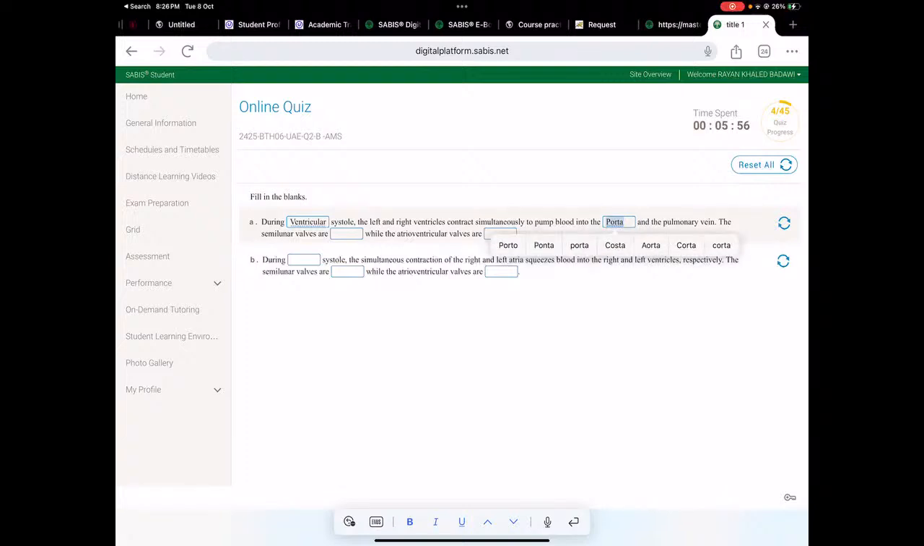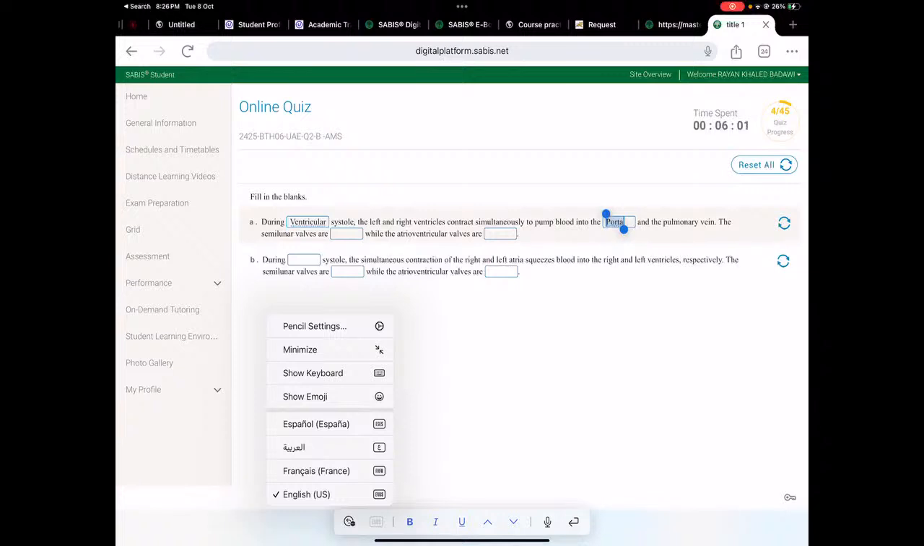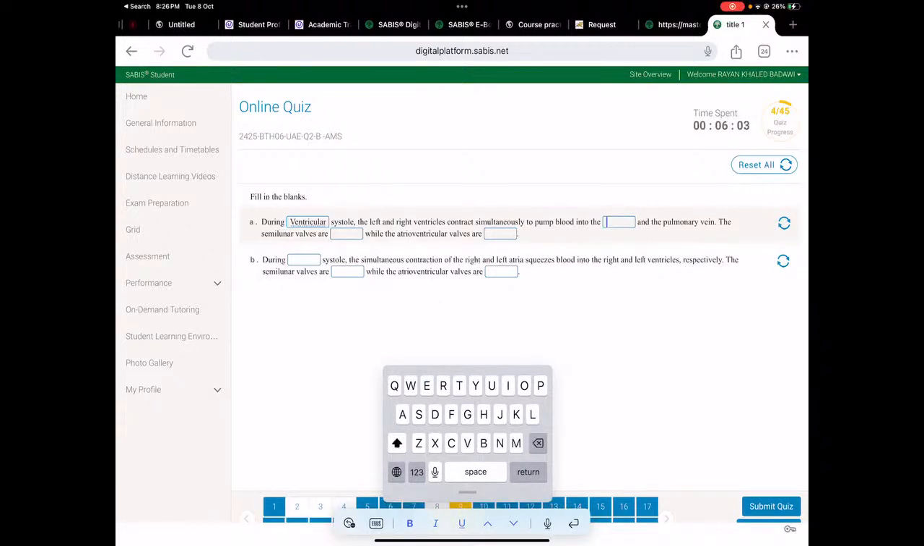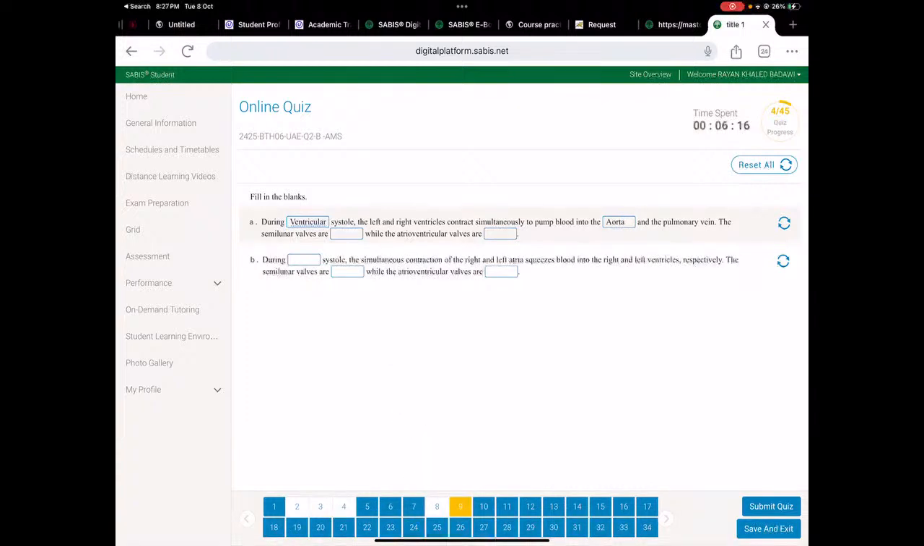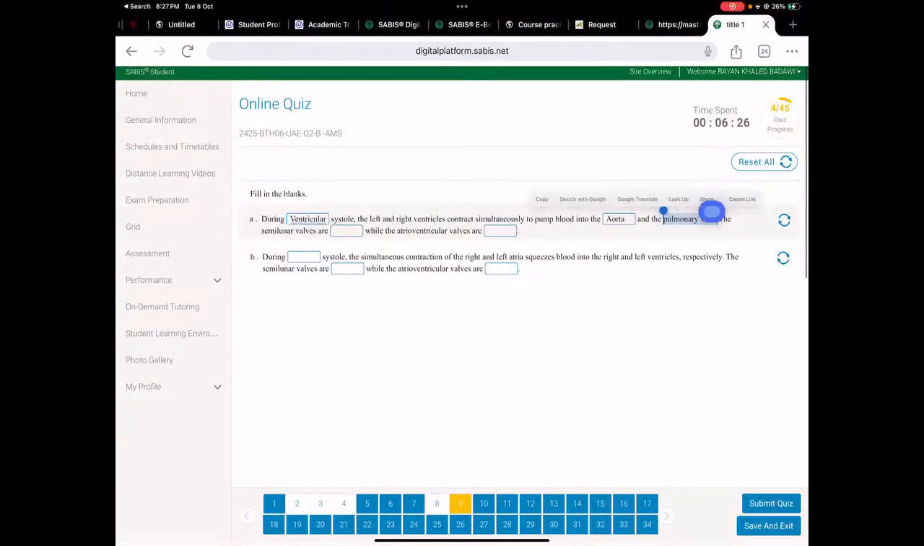Wait. Why can't I put the keyword? Okay. Into the aorta. But this is wrong. This should be pulmonary artery, not pulmonary vein. If anyone can confirm. But I'm like 90% sure that it's not pulmonary vein, it should be pulmonary artery.